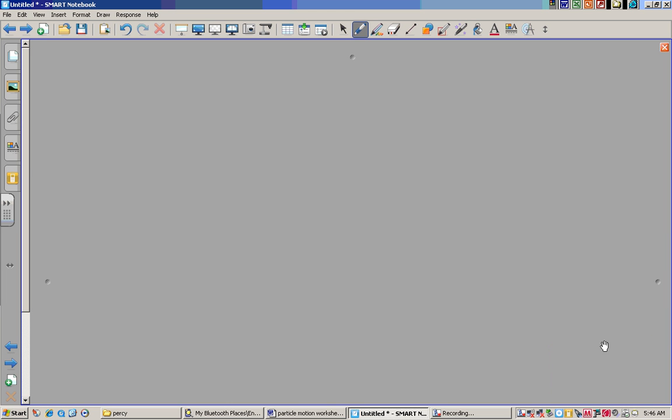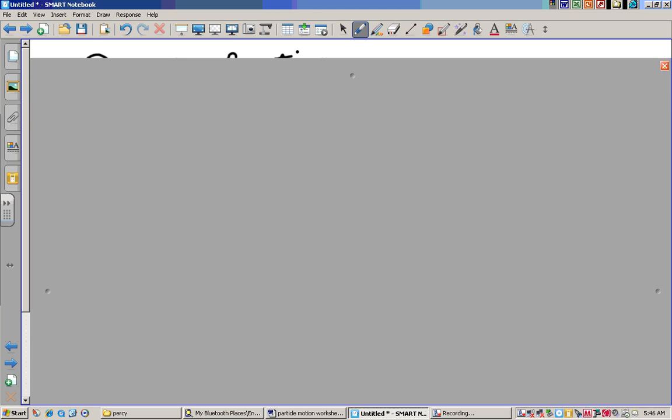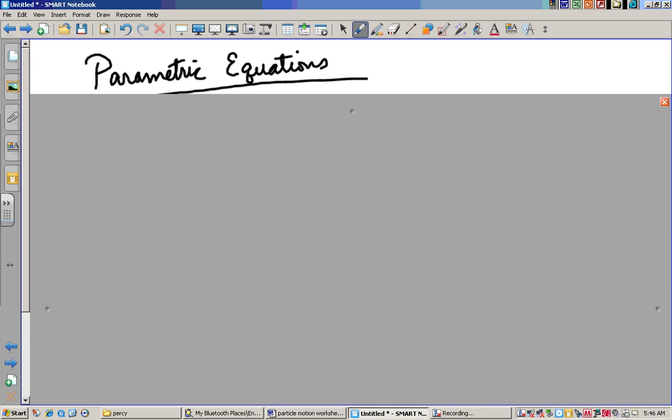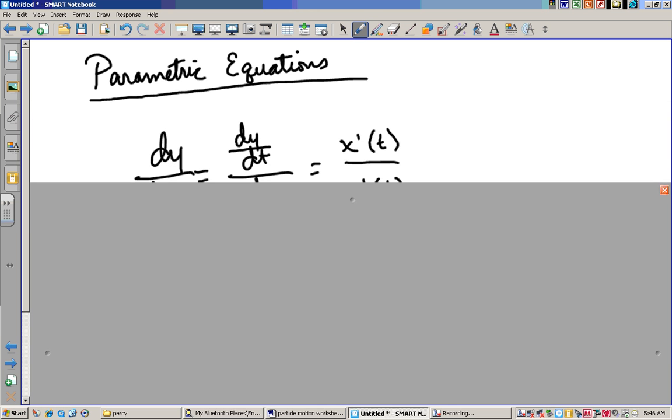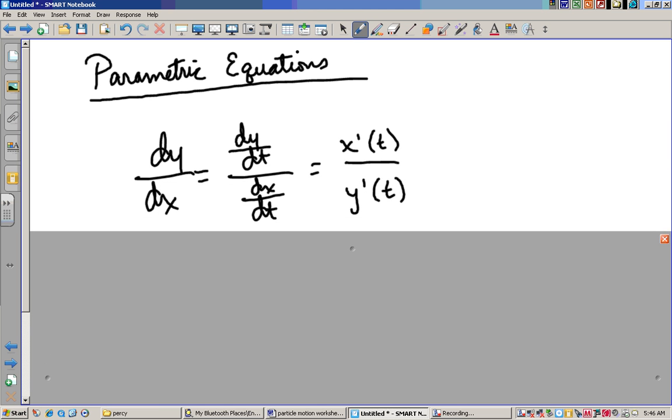Okay, the following are a couple of quick notes to help you with the parametric equations and vectors worksheet. The first thing is just a reminder, parametric equations. Those are the ones where you have an x equation in terms of t and a y equation in terms of t. The thing to remember for this is still that dy dx will always be the slope. The dy dt is the rate at which y changes in terms of t, and dx dt is the rate at which x changes in terms of t.